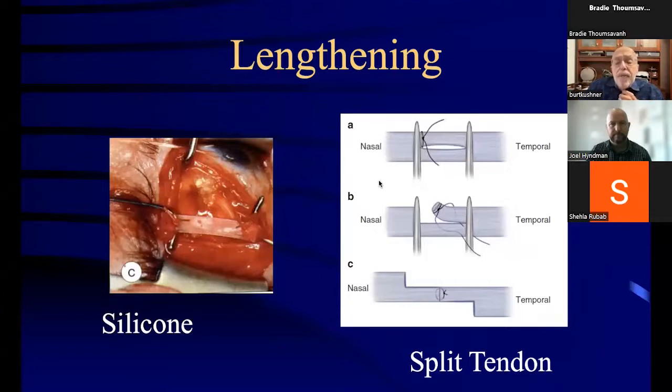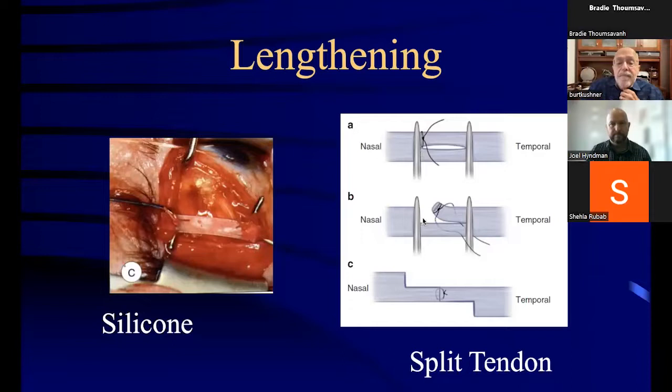I personally prefer the split tendon lengthening procedure. I think it has all the advantages and none of the disadvantages. So here's the superior oblique tendon, nasal, temporal. I'll put the hemostats a distance apart that I want to expand the superior oblique. Split it longitudinally like this with a hook. And then I'll put a suture through this posterior half.